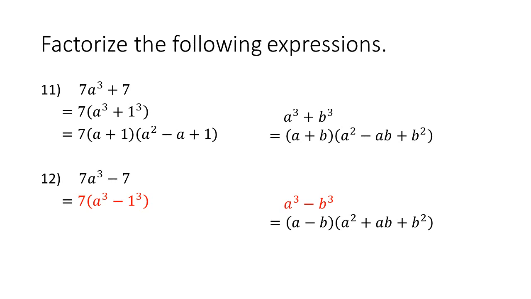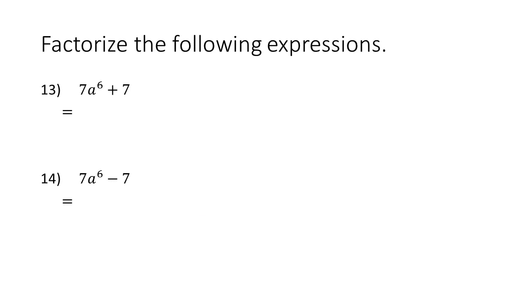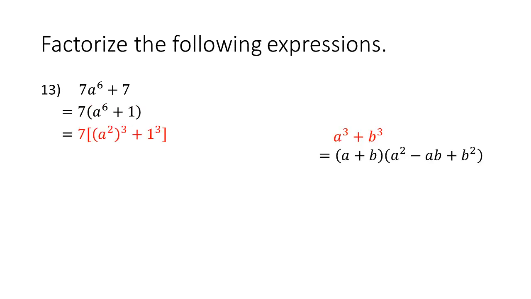Same as question 11, we change b to 1. So it becomes 7 times (a minus 1), multiplied by (a squared plus a plus 1). These two questions involve a to the power of 6. After we have taken out 7, since a to the power of 6 can be written as the cube of a squared, and 1 can be written as 1 cubed.